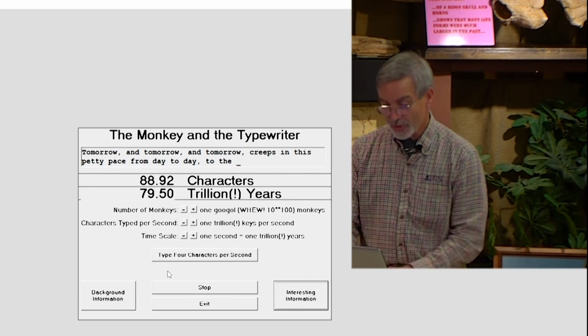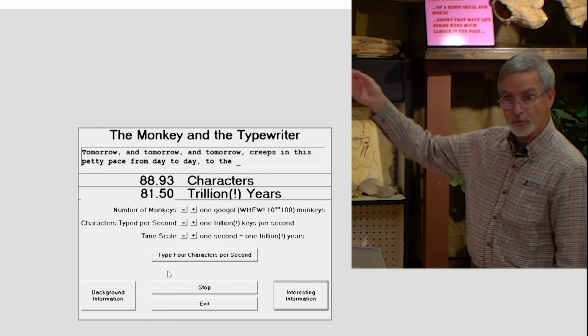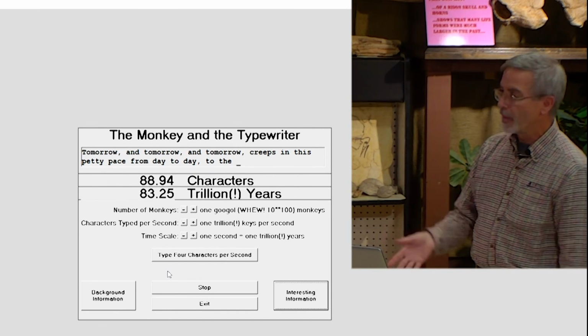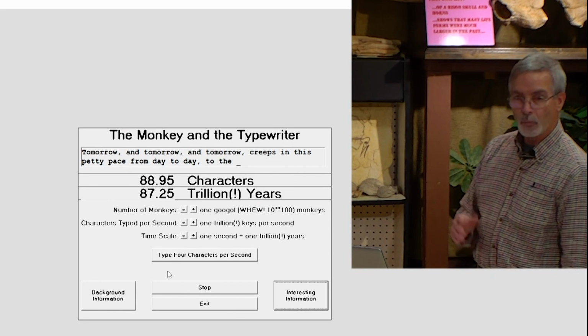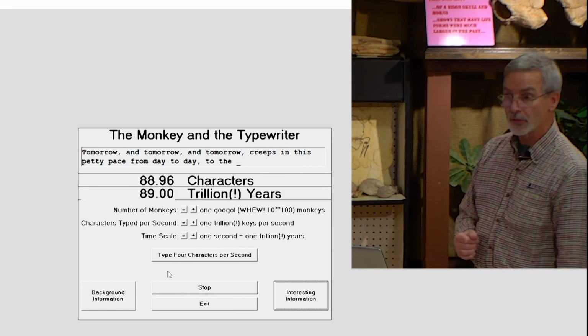But anyhow, I hope that really drives it home that life happening by chance is a closed book. It's just not going to happen. And we have the answer in Genesis. We have the answer.